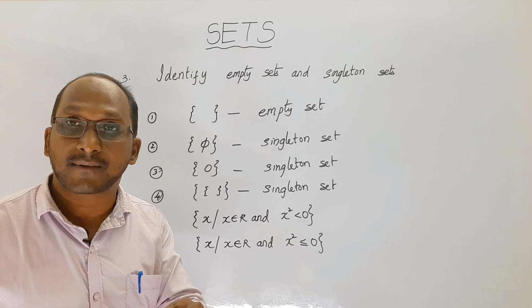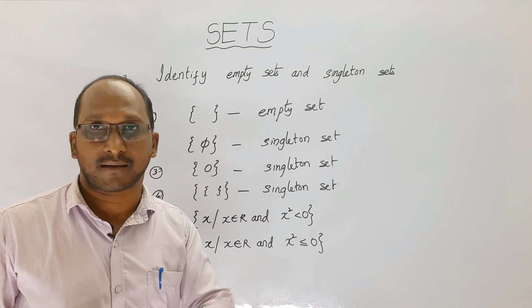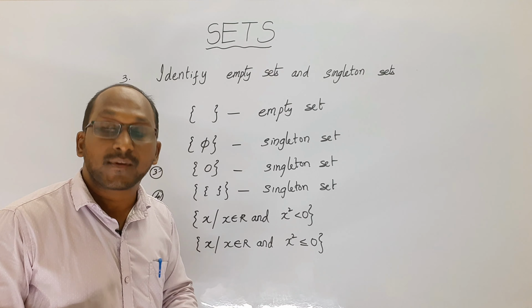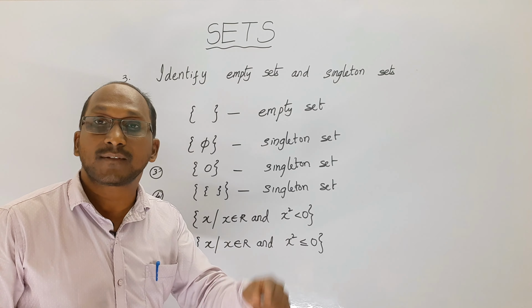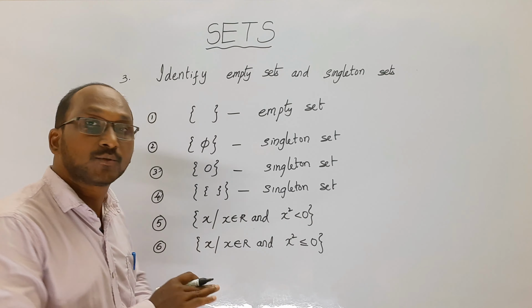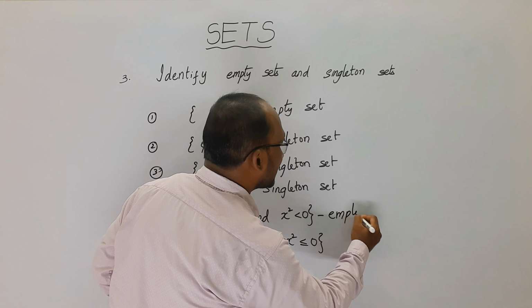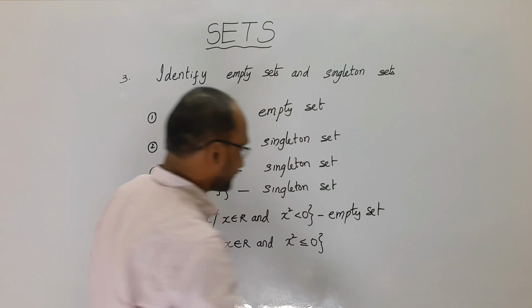The square of a real number is a non-negative number. That's why we can't find any real number whose square is less than 0. That's why it is a set with no elements. It is an empty set.